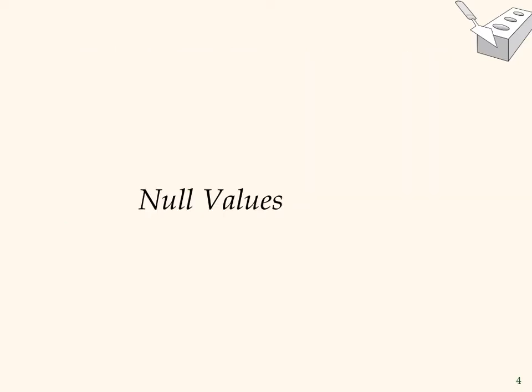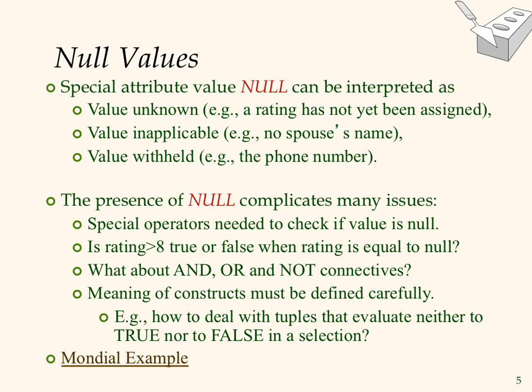Alright, so the first topic is null values, which are very useful, but also kind of tricky to use. So when do we use null values? Well, one example is for unknown values that we just haven't recorded. So we saw in the sailors table the example where Sailor Dustin just does not have a rating recorded.